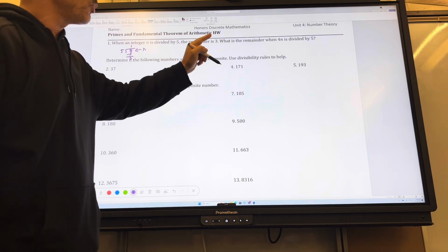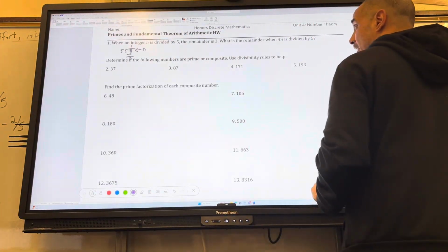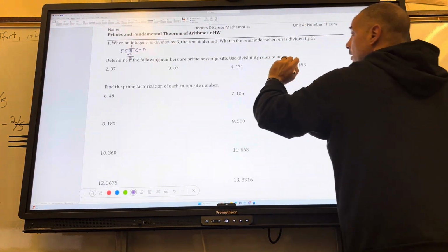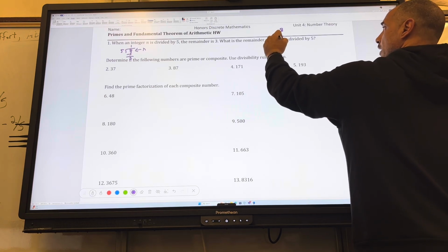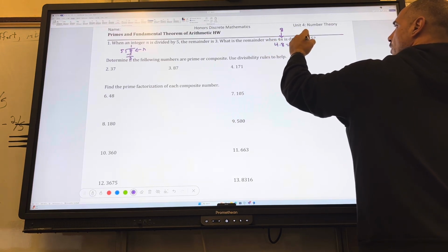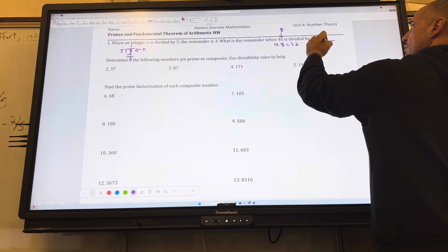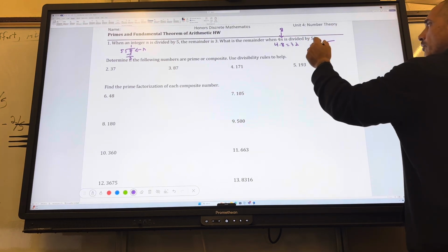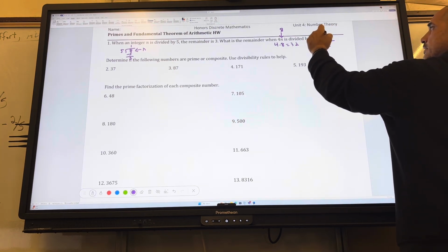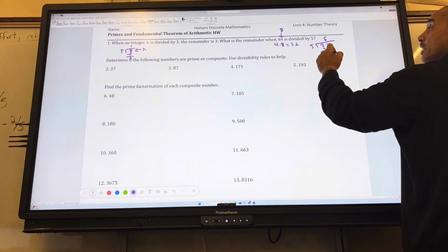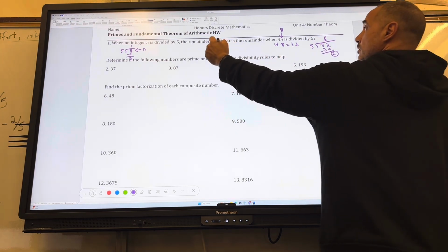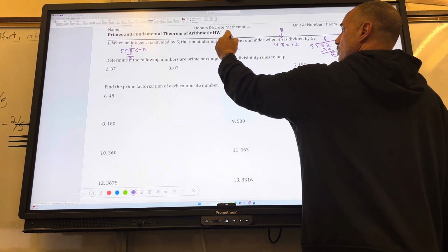What is the remainder when 4n is divided by 5? So n is equal to 8. 4 times 8 is 32. So I want to know when 5 goes into 32, what's my remainder? 5 goes into 32 6 times. 5 times 6 is 30. When I subtract, I get 2. And so my remainder is 2. So the remainder equals 2.